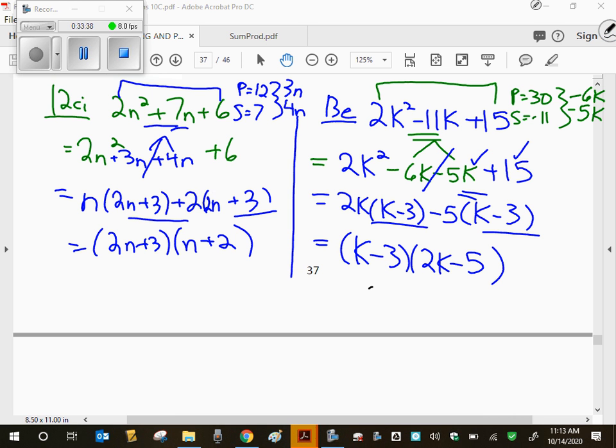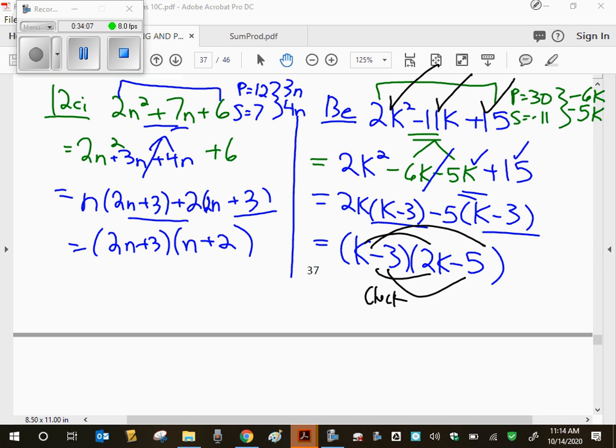I'm going to check this. I should always check my answers, you guys. 2k squared, yup. Negative 5 subtract 6 is negative 11, yup. And negative 3 times negative 5 is plus 15, yeah. When you get these right, you've mastered factoring. This is the longest question I can give you. The most complex question I can give you. Okay? Be proud of yourself when you get this one right.